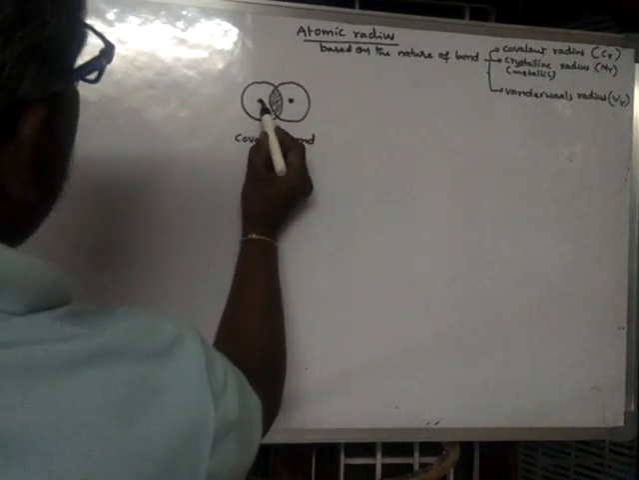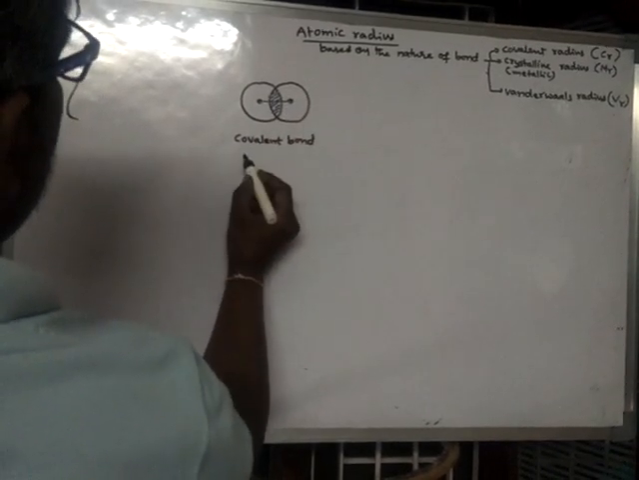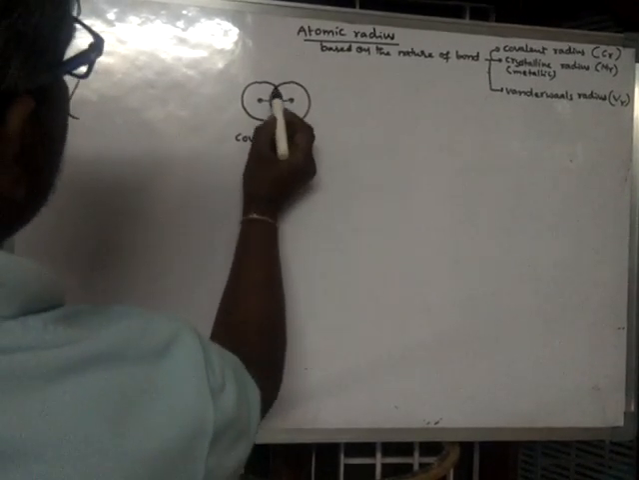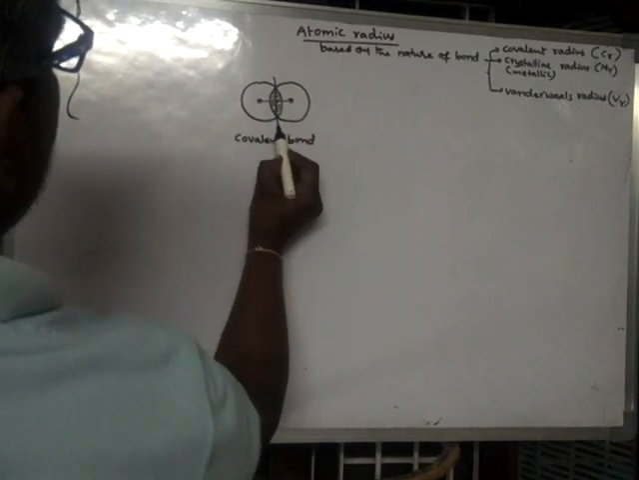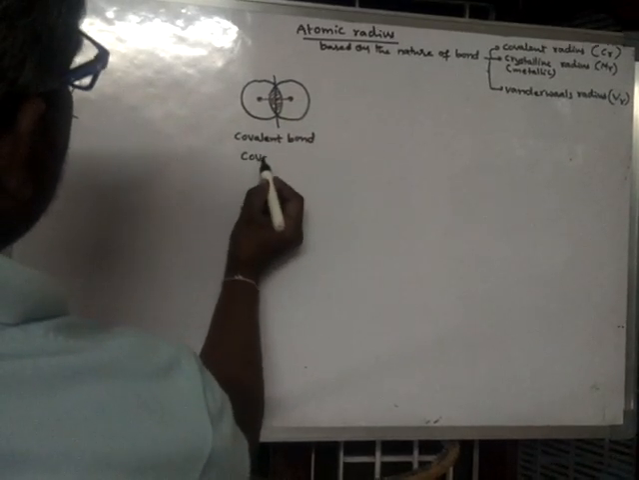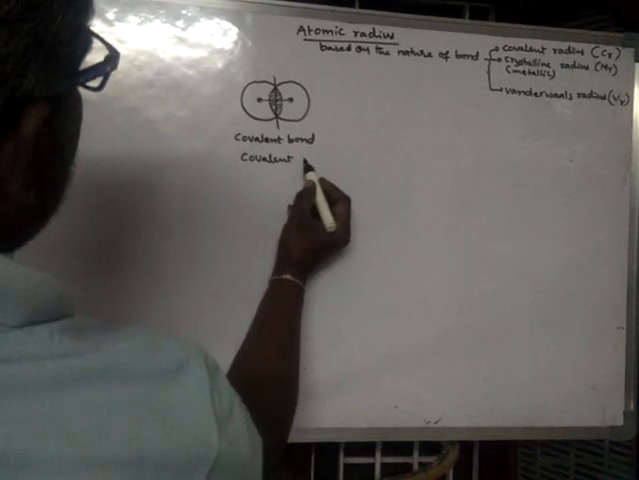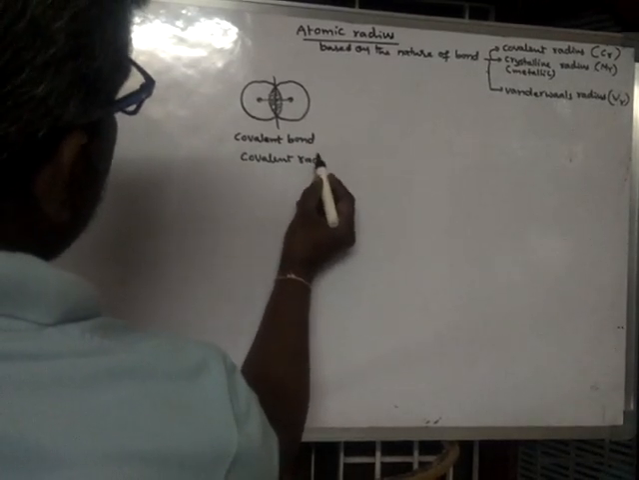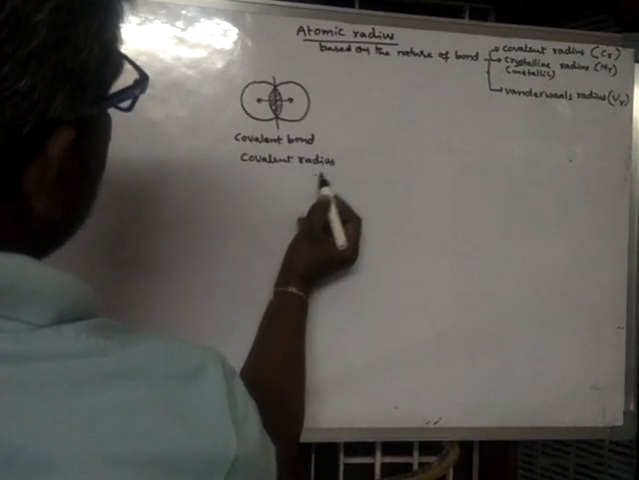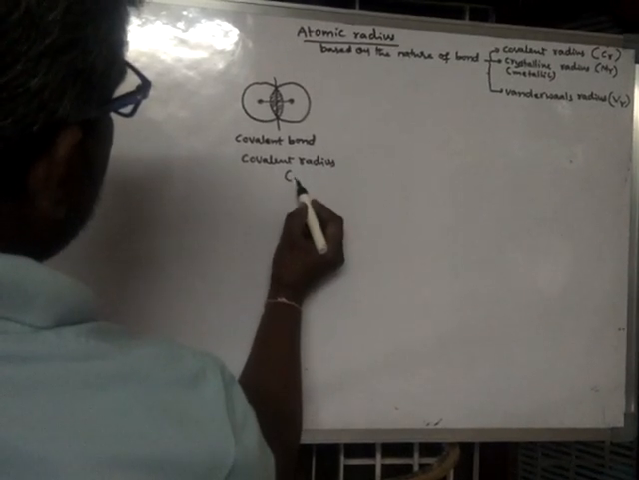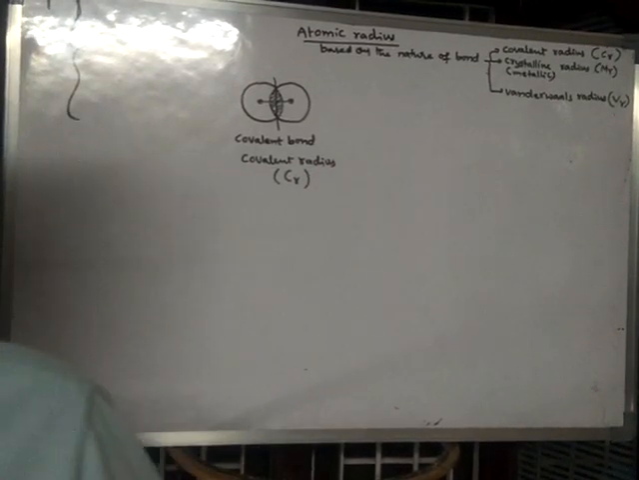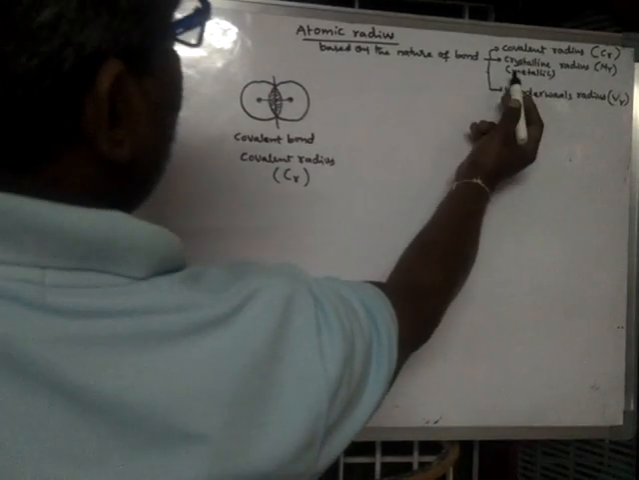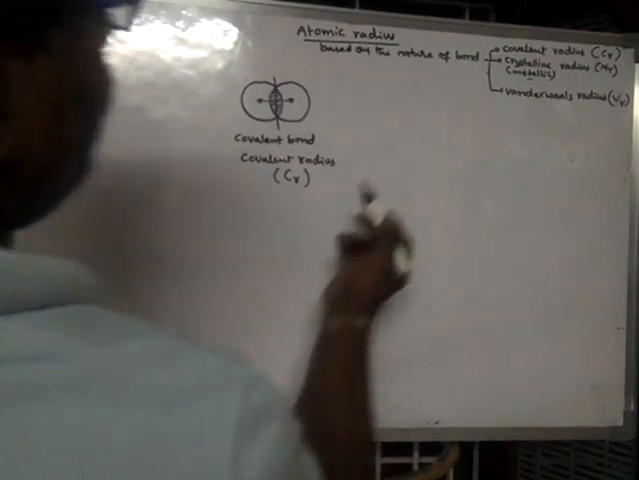The bond length is said to be the covalent bond length, and half of the bond length is said to be the covalent radius. We have already learned this in the previous class. Covalent radius we simply denote with Cr. Okay, then what is a metallic bond?